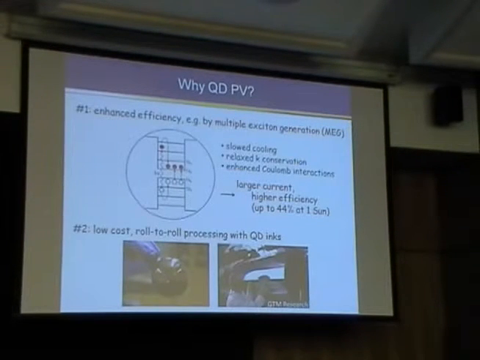Okay, so why even study quantum dot photovoltaics? Why QDPV? Well, I think there are really two main reasons that QDPV is interesting. The first is the potential for enhanced efficiency, and the second is the potential for very low cost. And those are really the two things we care about in PV. We want high efficiency at essentially zero cost would be best. So let's look at enhanced efficiency.